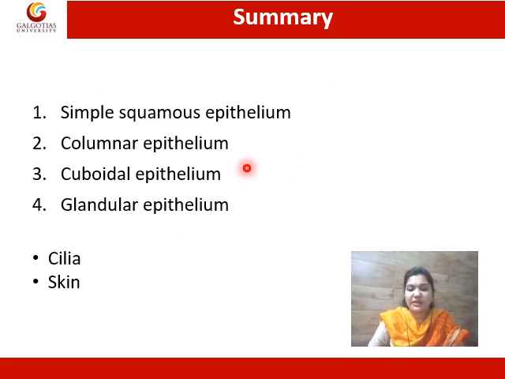So this is the summary of today's class. In today's class, we have discussed the four types of epithelium tissue: simple squamous epithelium, columnar epithelium, cuboidal epithelium, and glandular epithelium. The simple squamous epithelium is flat and is found in the lining of blood capillaries, alveoli, and the inner lining of the mouth, where everything is very flat and delicate.